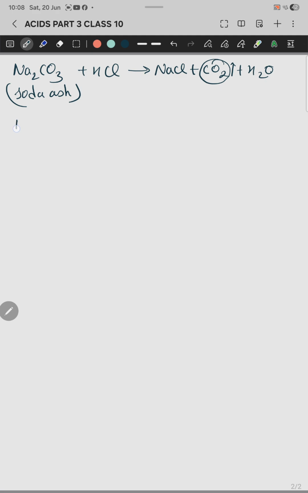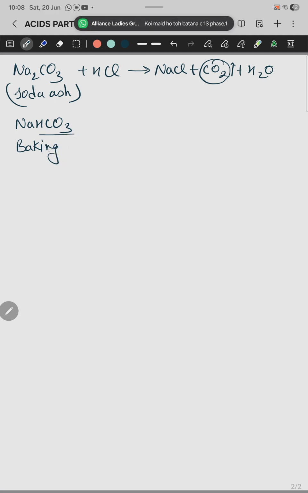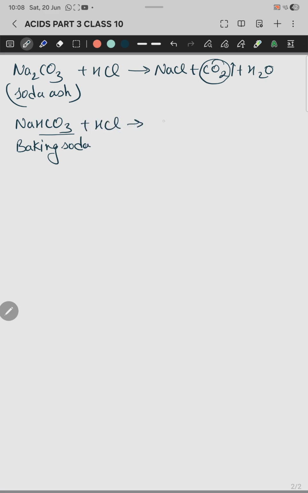Now I am taking another one, NaHCO3, that is baking soda. Because this is a hydrogen carbonate, when baking soda reacts with HCl, it will again give you NaCl, salt, plus carbon dioxide plus water. Both reactions are the same, but the balanced equation is different. So this is the main reaction that proceeds when metal carbonate and metal hydrogen carbonate react with acid.